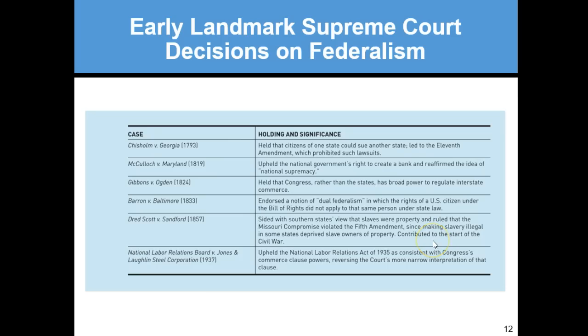Dred Scott versus Sanford says that slaves are property. It rules that the Missouri Compromise violated the Fifth Amendment, since making slavery illegal in some states deprived slave owners of their property, and it contributed to the start of the Civil War. And then National Labor Relations Board versus Jones and Laughlin upholds the National Labor Relations Act of 1935 as being consistent with Congress's Commerce Clause powers. It reverses the court's interpretation of that clause, and it broadens the Commerce Clause even more.